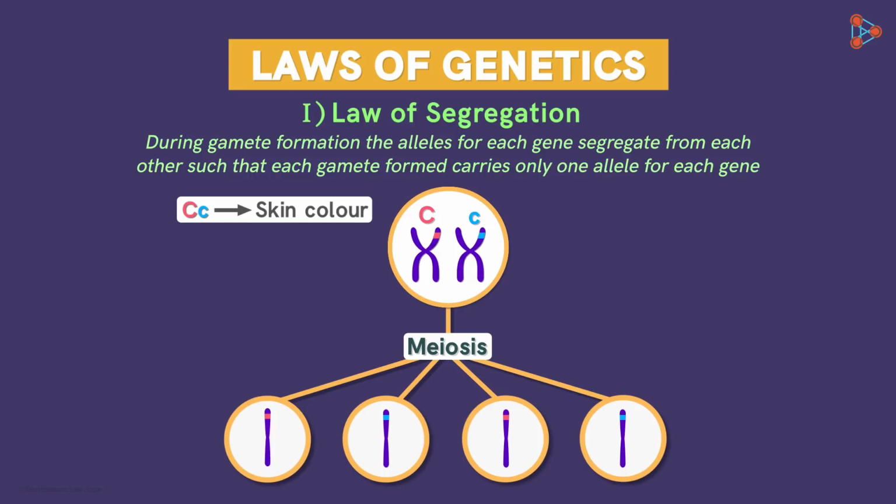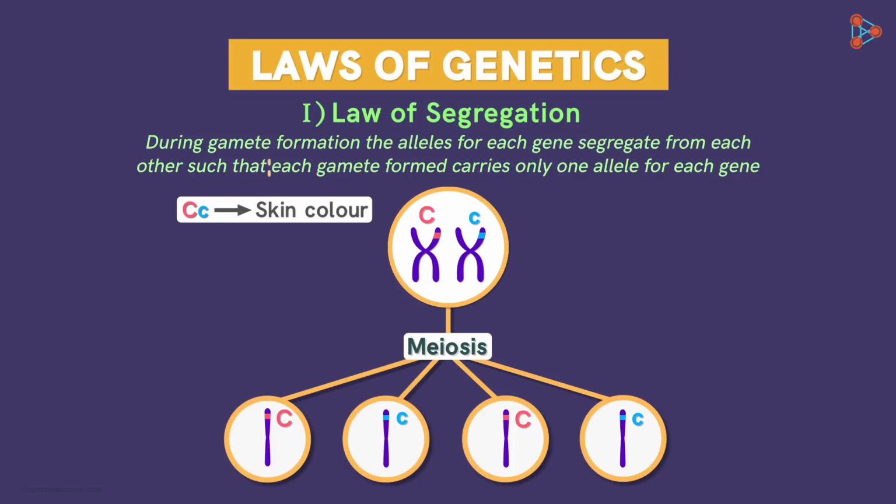The second part says, the alleles of each gene. So here, C and c is what we are referring to. That means one allele from the gene set. Now what's the next part? The next part of the statement is segregate from each other. This means the alleles will separate. They will not remain together in the process. And now comes the last part.